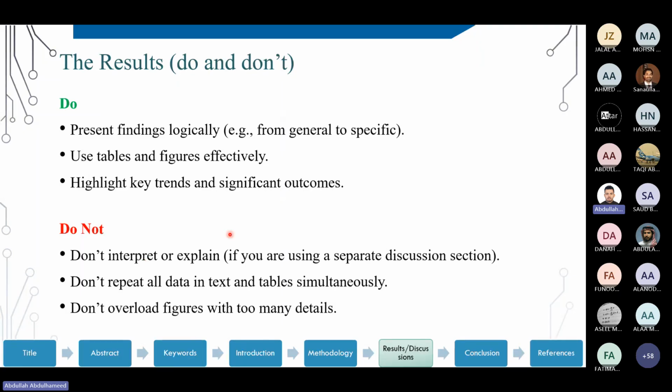And this is also very important. Some people, when they have a figure or graph, in the figure itself, they will do a lot of writing. So the figure will become not clear, or maybe the writing inside the figure will be very small and cannot be read. So try to avoid this one. Do not overload figures with too many details.